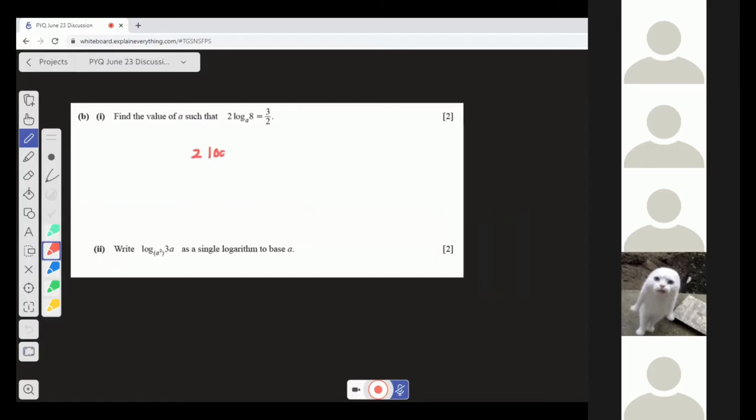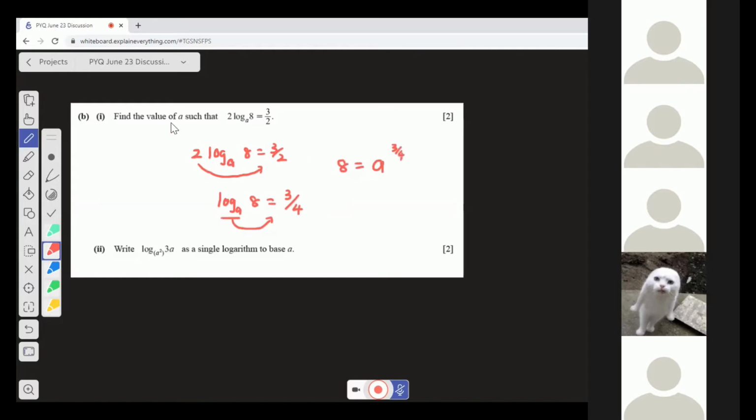2 log A8 equal to 3 over 2. So how should we continue? 3 over 2 divide 2. Okay, we bring the 2 over there, divide 2, yes. Log A8 equal to 3 over 4. And then how do we bring the log to the other side? 8 is equal to A power 3 over 4.